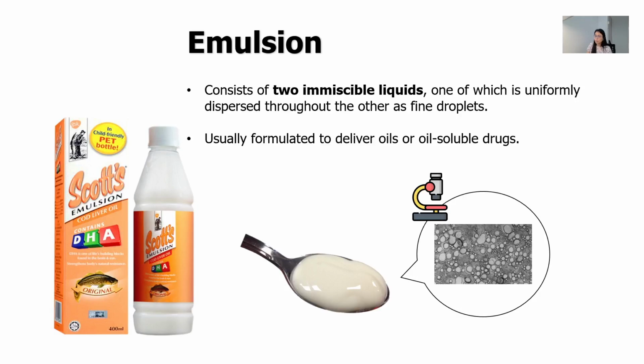So emulsion, one of the very famous examples is Scott's emulsion. Emulsion basically consists of two layers of liquid preparation. One of it is oil, the other one is water. By common sense, oil and water are not well distributed together, right? But in the pharmaceutical field, we can make oil and water mix well, by adding surfactant or emulsifying agent.